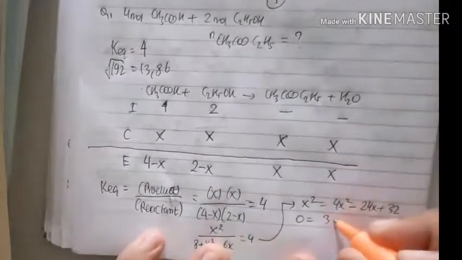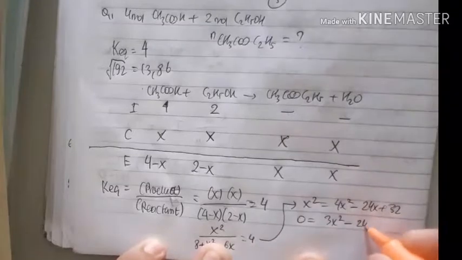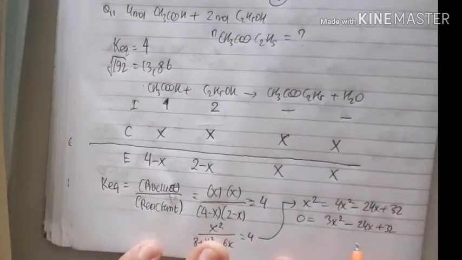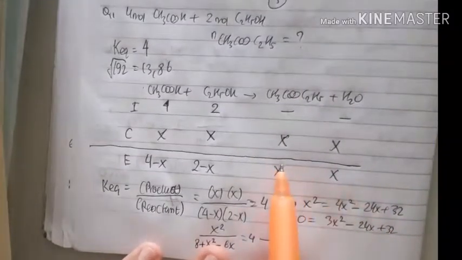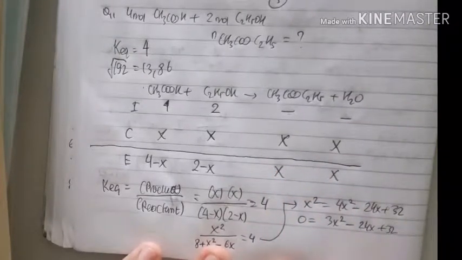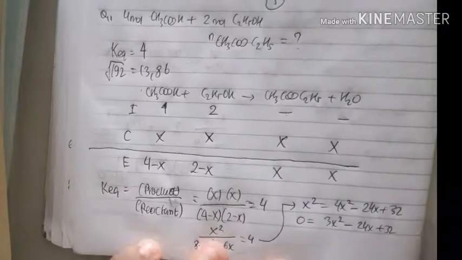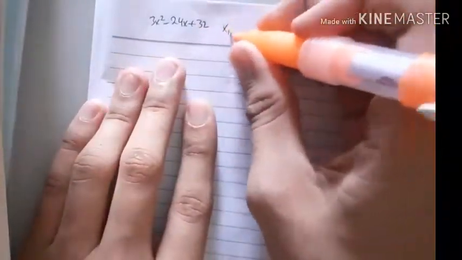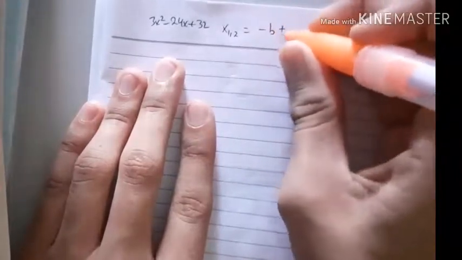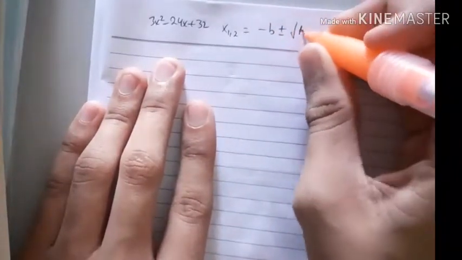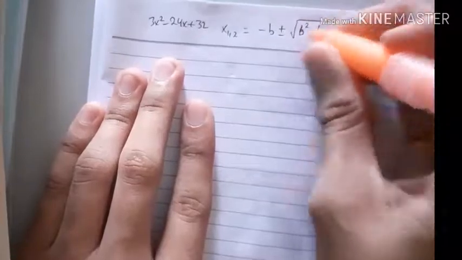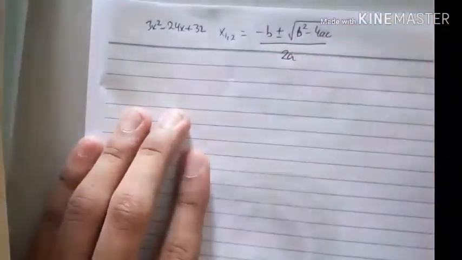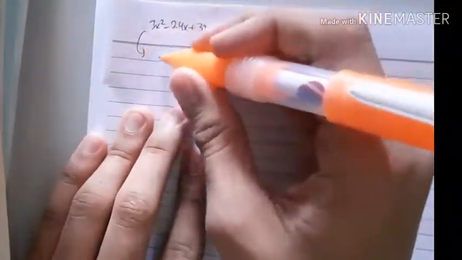Then we get 3X squared minus 24X plus 32 equals 0. Now if we find what X is, we get the answer, right? So apparently we have to use the ABC formula. From 3x squared minus 24x plus 32, you should use this formula to find x, which is x equals minus b plus or minus the square root of b squared minus 4ac, over 2a. So this is a quadratic equation, right?